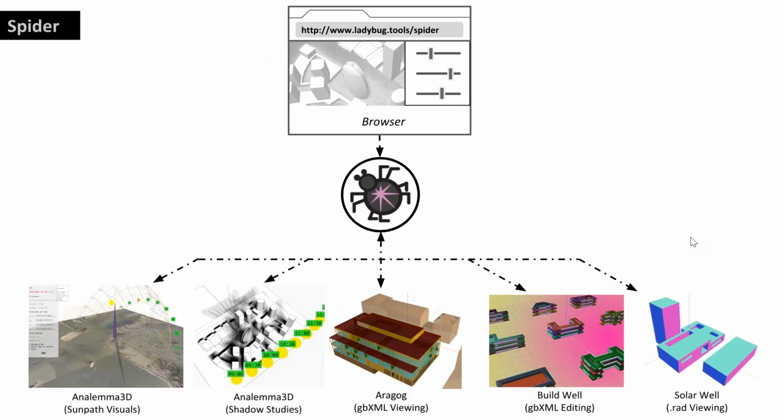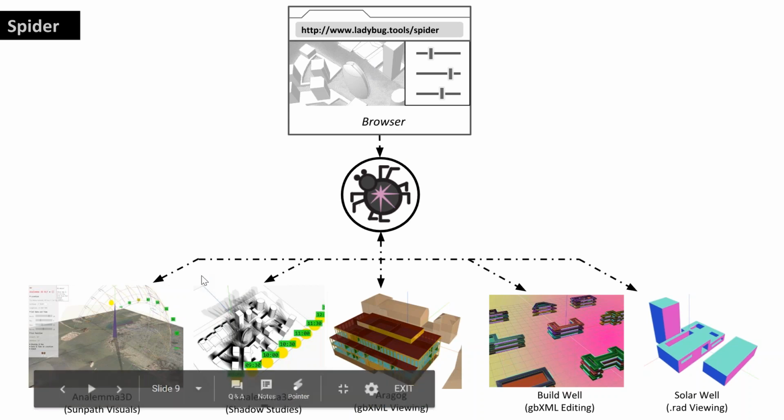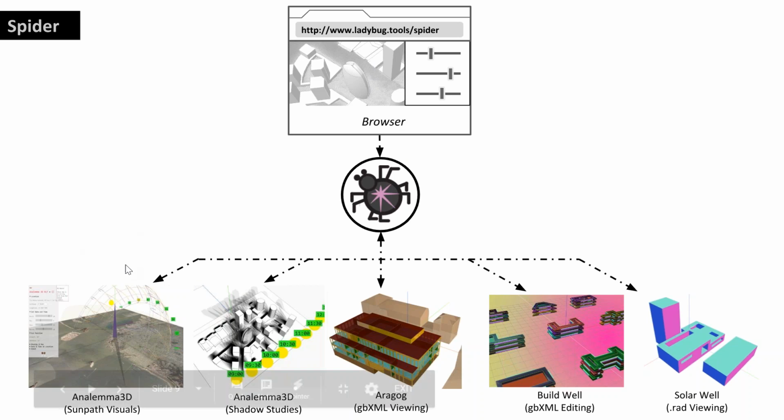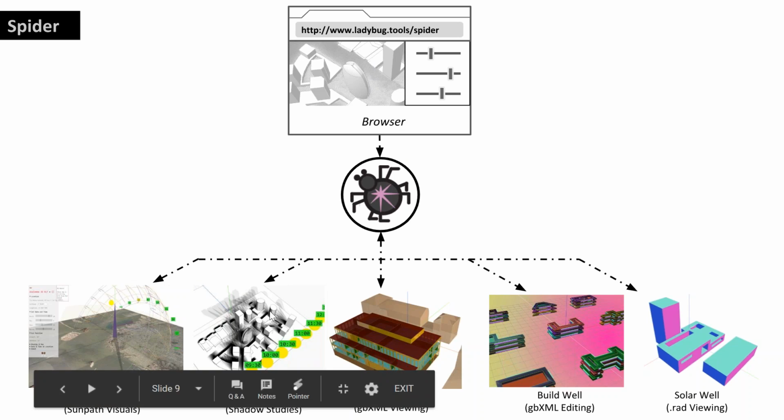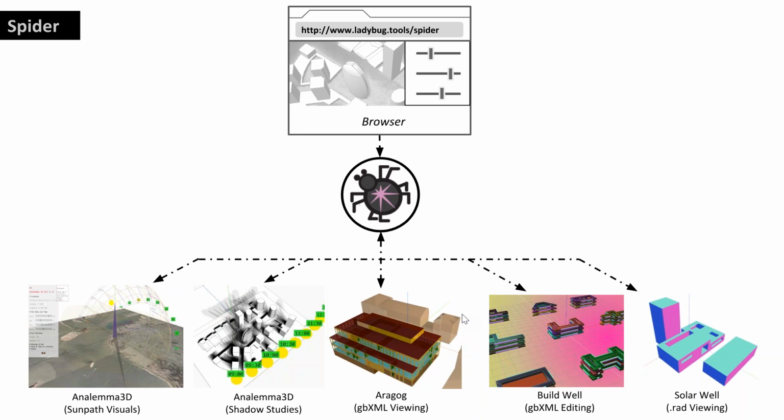And lastly, the insect that we're arguably going to spend the most time with today is Spider. What makes Spider unique in relation to the other insects is that it's not directly linking into Dynamo or Grasshopper, but is meant to operate mostly out of your browser. From the browser, there are a number of capabilities now built into Spider, including the ability to look at sun path visualizations, do shadow studies within that, generate or edit gbXML, and look at RAD files. And the critical one that we're going to be spending most of today on, that Michal is going to walk you through, is gbXML viewing in the Aragog editor, which we've named as a subset, a species of Spider.